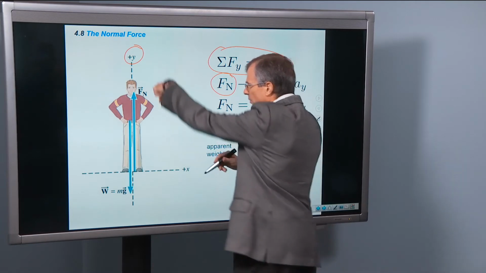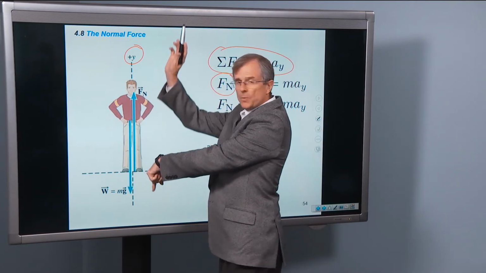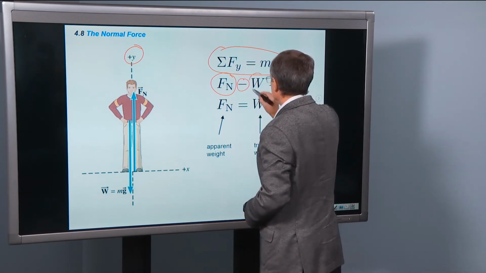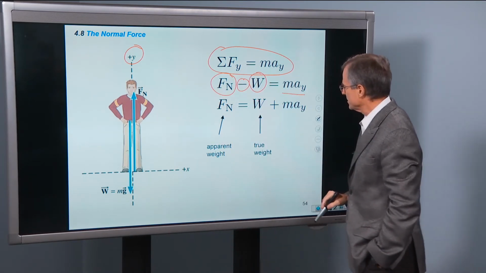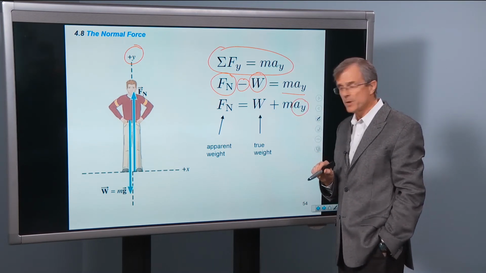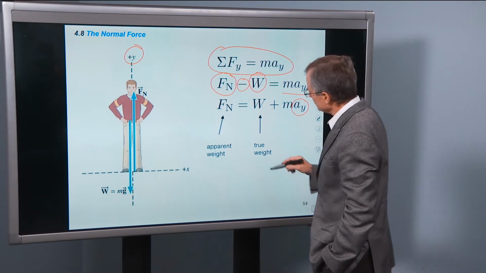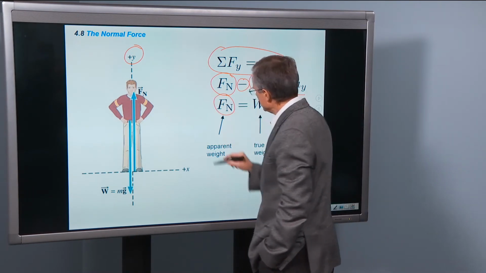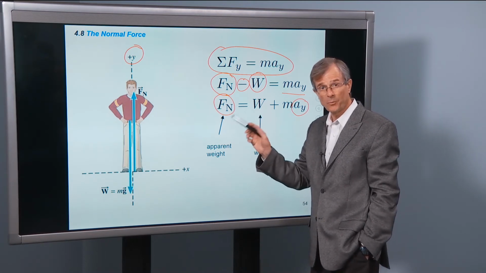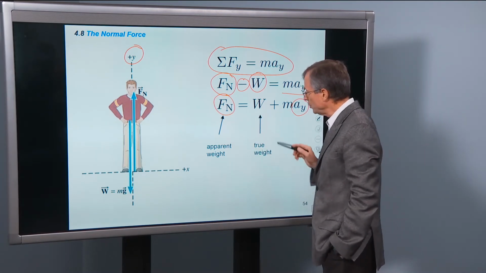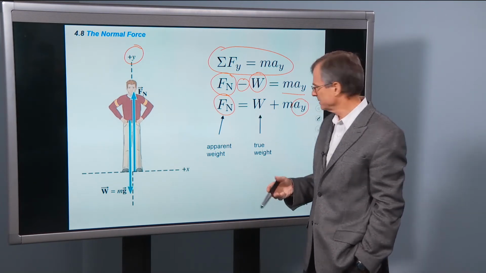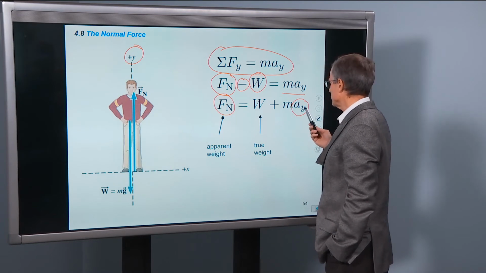What about your weight? Well, here's plus y, here's the minus y direction. The weight is in the minus y direction, so it comes in with a minus sign. And that's equal to your mass times your acceleration. Now, this is the component of your acceleration in the y direction. So the apparent weight is this number right here, F sub n. It's just the normal force. Your true weight is W, whatever that is, 700 newtons in my case.